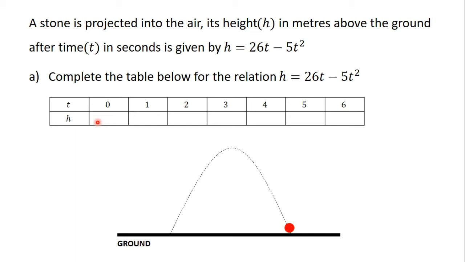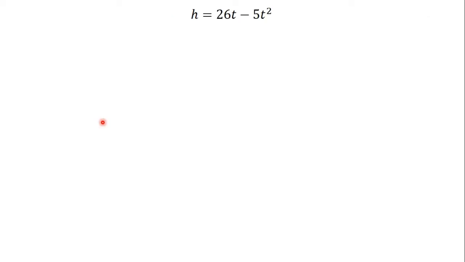So let's do that. We know how to complete a table using a relation. So we will substitute each one of these t values into the relation to get its corresponding h value. The function is h is equal to 26t minus 5t squared. From the table, the first t value is 0. So we are going to find h when t is equal to 0.